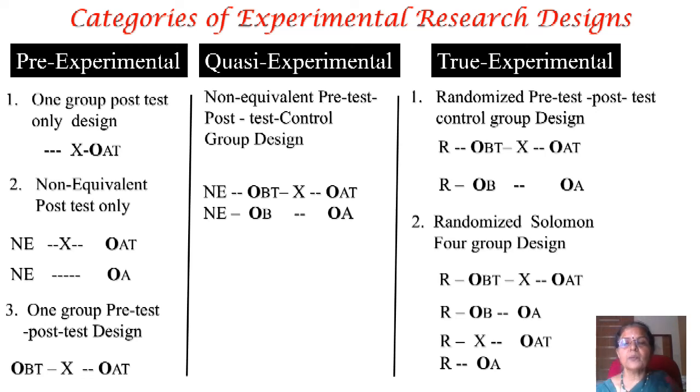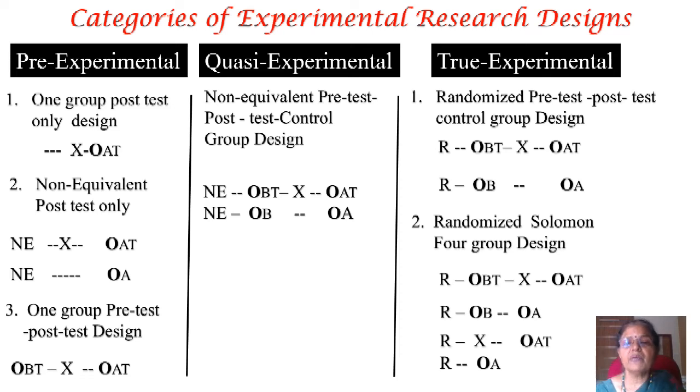Now, you should be asking your question, why 4 groups? The randomized 2-group pre-test, post-test design is also called a 2-group design. See, the pre-test, post-test design is also known as a 2-group design because there are 2 groups.